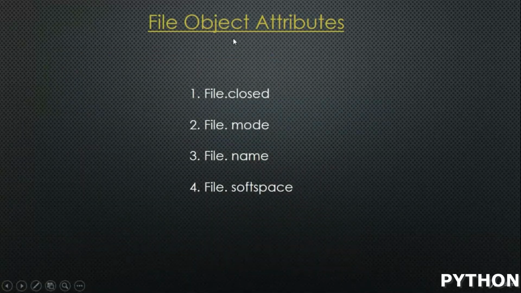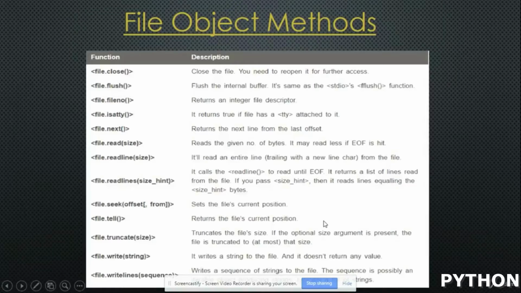In this way, I completed file object attributes. So, hi and welcome back. In this part, I will discuss file object methods, which are very important in file handling with Python. First, file.close. This is used for closing the file.